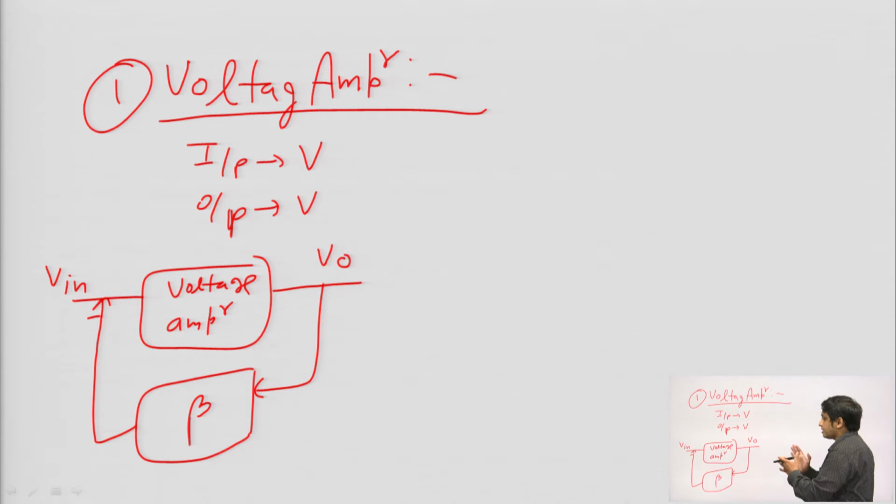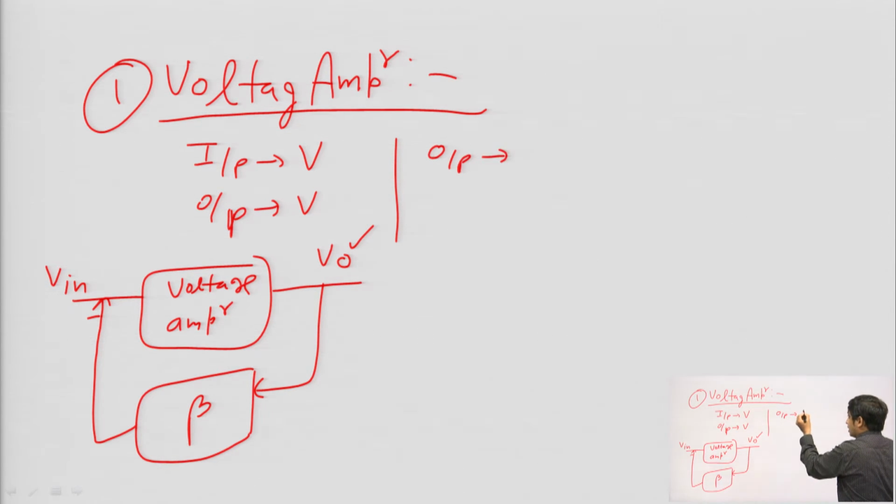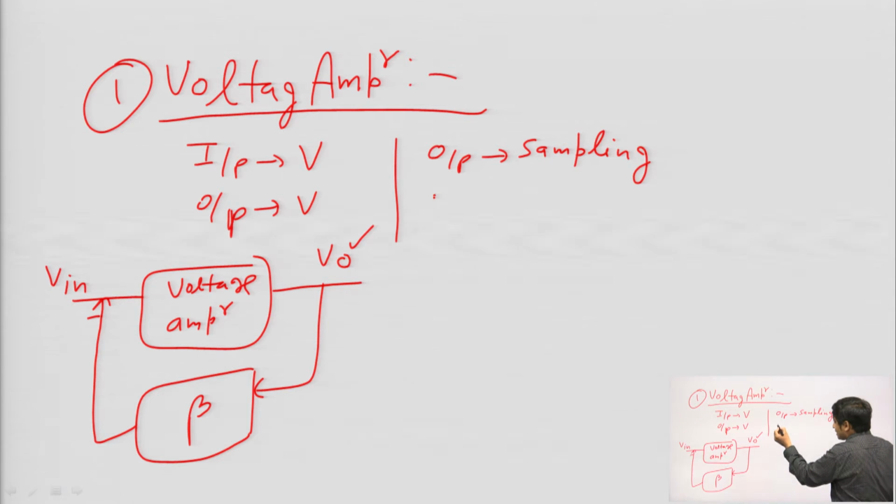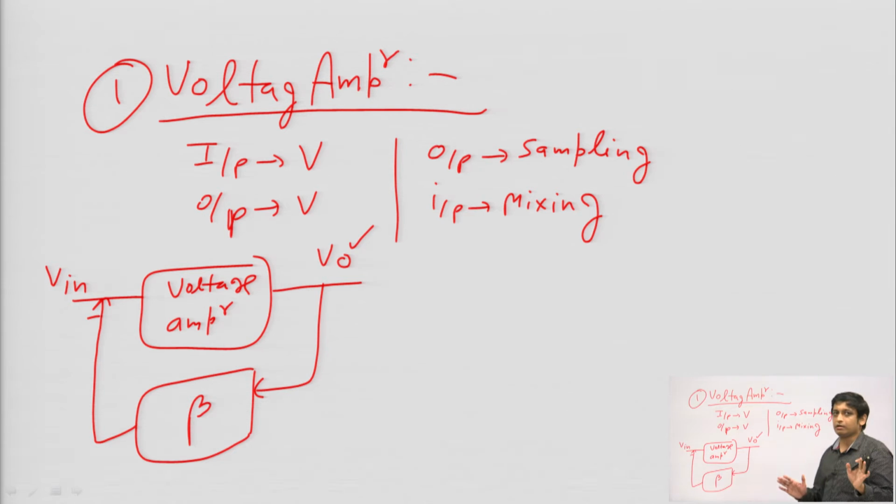Now, see what is happening in this particular voltage amplifier with feedback. We are taking the sample of the output and we are mixing that sample with the input. So, 2 important terms here. We are taking the sample of the output. It means that at the output we are doing sampling. So, sampling occurs at the output. Now, we are mixing this sample with the input signal. It means that at the input mixing occurs. So, the terminology should be clear. At the output sampling happens, at the input mixing happens.